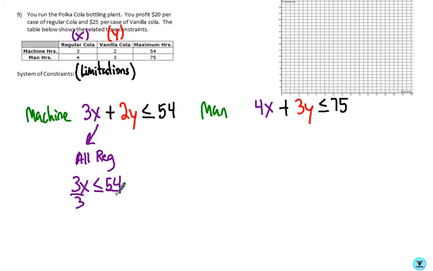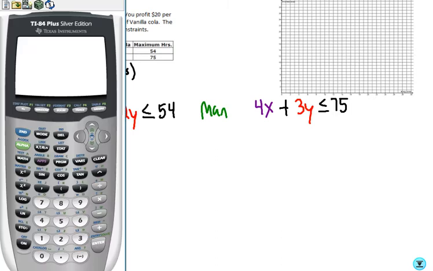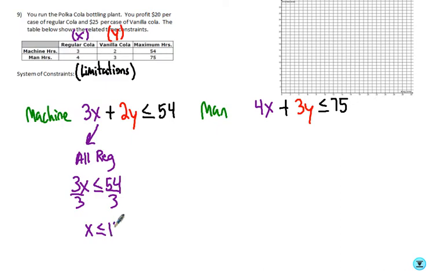Well, if I divide both sides by 3, quick check in the calculator, 54 divided by 3 gives us 18. So what that says is that at 3 hours per case, with 54 hours to run the machines, I can make 18 cases of regular Coke.